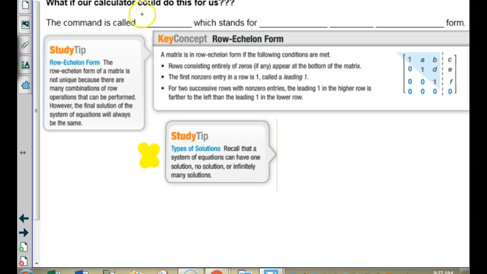The command we're going to use is called RREF, which stands for Reduced Row Echelon Form. You don't have to know that. You just got to know RREF, okay? But it stands for Reduced Row Echelon Form.